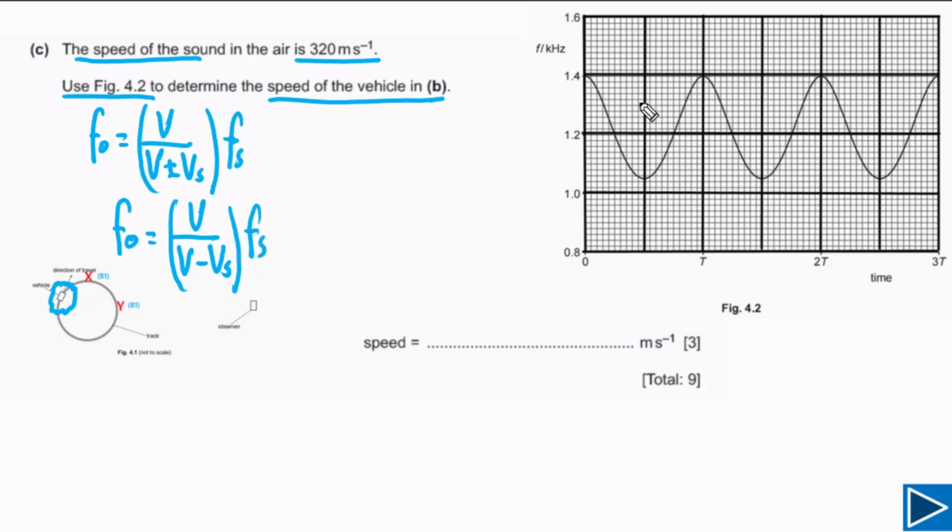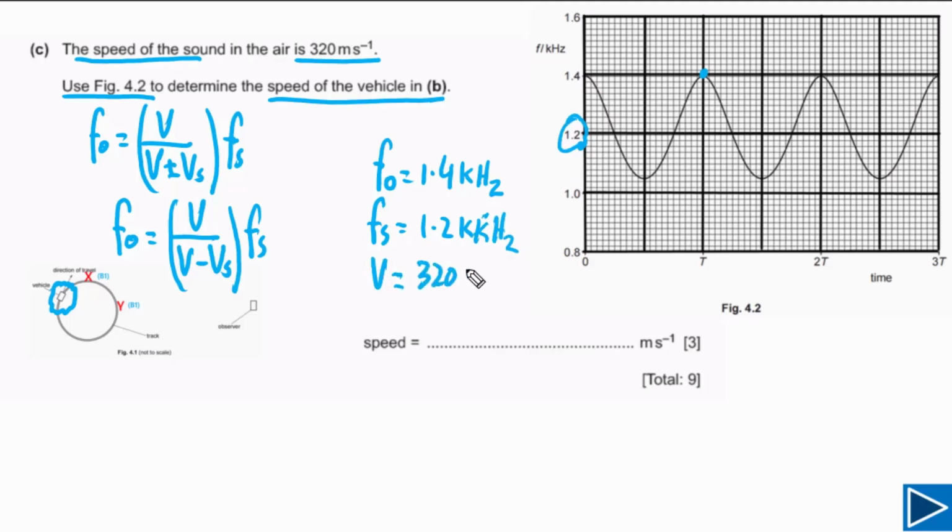Now we need to understand when the frequency is maximum. Frequency is maximum when the source is directly approaching, and that value we have, f observed, is equal to 1.4 kilohertz. The frequency of the source is given in the question, which was equal to 1.2 kilohertz. You can also read from here. The speed of sound is given, equal to 320 meters per second. Now we simply need to plug in values and we can calculate v_s.